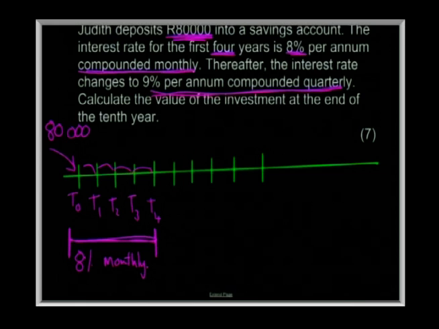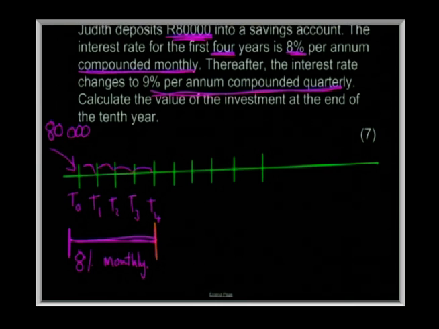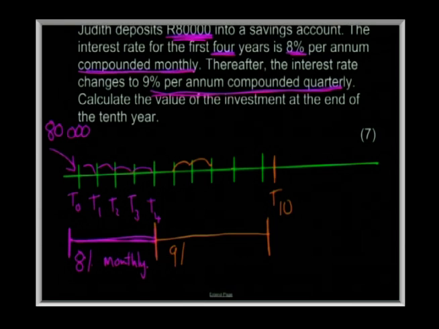Then thereafter, the interest rate changes to 9% per annum compounded quarterly. So it's very important that for the remaining period of time, up to 10 years, so that's 5, 6, 7, 8. Have I got enough years here? Let's just see. No, I need another one. There's T10. So for the remaining 6 years, the interest rate is 9% quarterly.